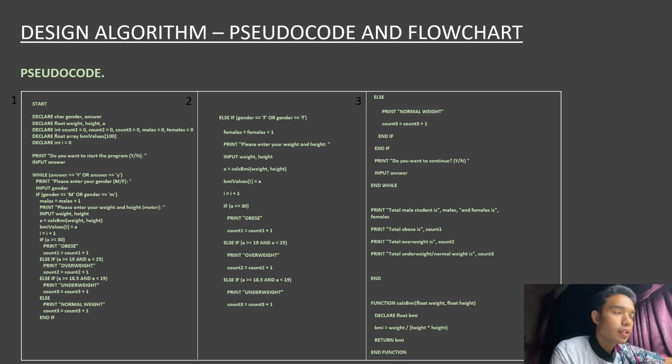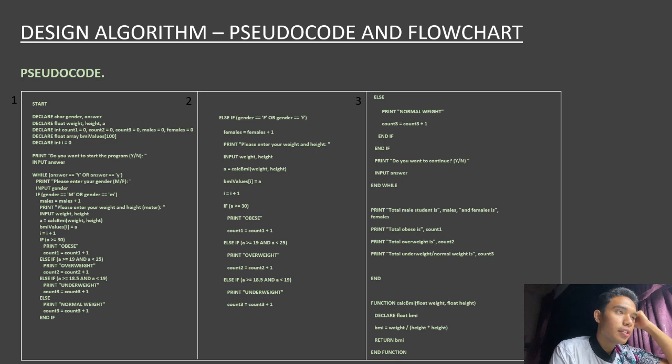Okay, and lastly, the user will enter the code, which is Y or N. If the user enters Y, the program will repeat the selection control structure. And if the user enters N, that will be the end of the loop.